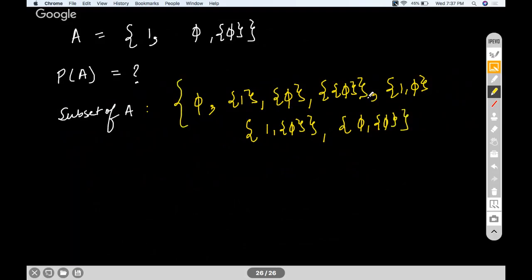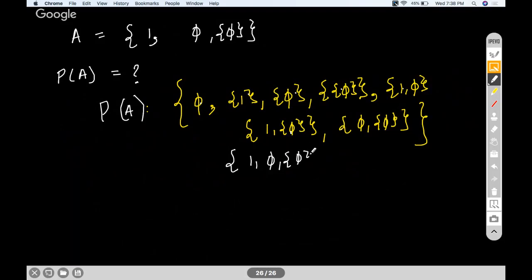So if you put a curly bracket around this, this will become the power set of A. So altogether, 8 answers should be there. 1, 2, 3, 4, 5, 6, 7. I think I missed out a set containing all of them. Yeah, 8 answers should be there. Okay? Is that fine?